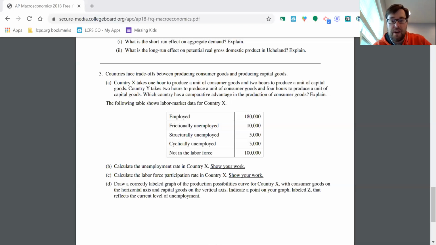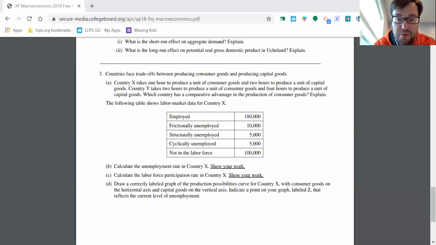All right, so now we go to one of the countries. The following data shows the labor market data for country X. So we're going to go into some unemployment calculations here, and the labor force participation rate. B and C are pretty straightforward calculations. A problem like this should not take you too long, but you do need to know how to calculate what they're asking for. So make sure you read the questions carefully, then use the table, and make sure you show your work.